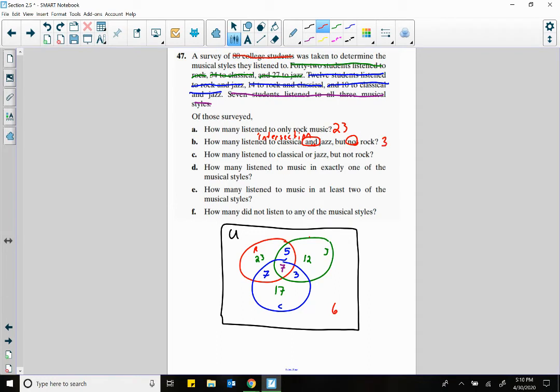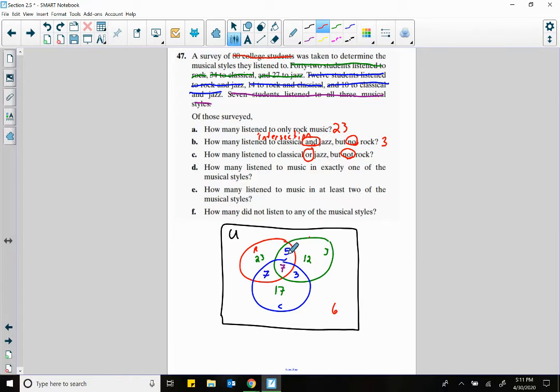C is just like what we just did a second ago. Although this time it says, give me the union of classical and jazz. So that means we've got all these numbers that are in the green and the blue. So we got 7, 7, 5, 12, 3, and 17. Because all 6 of these numbers are inside those circles. But they want you to throw out the rock. So when I look at the 7, 7, 5, 12, 3, and 17, which numbers include rock? That's these 3 right here.